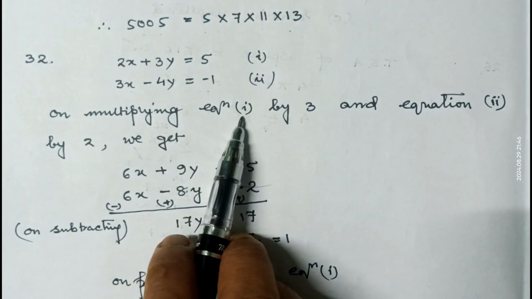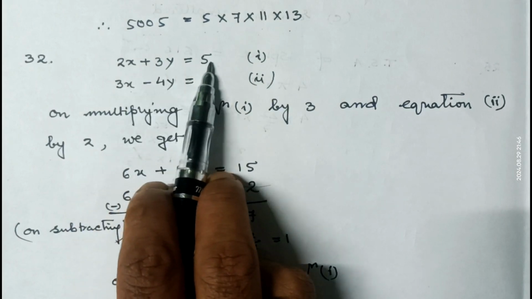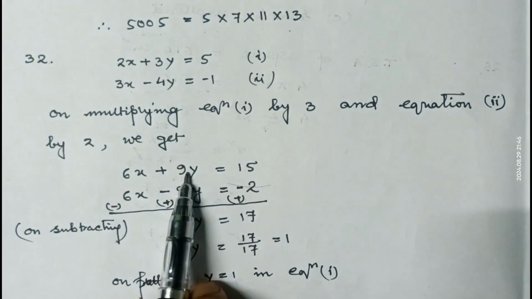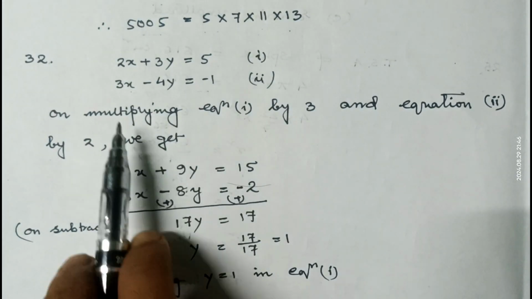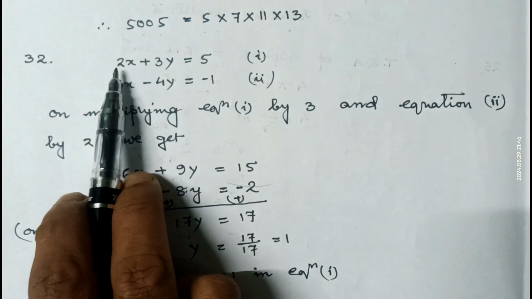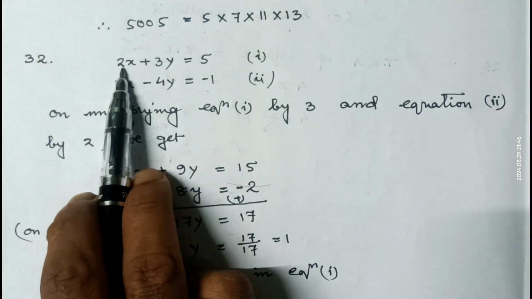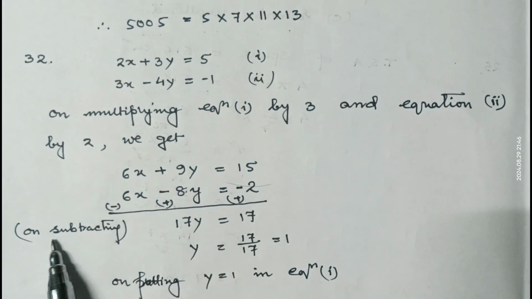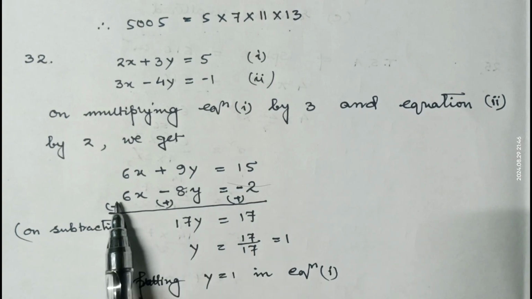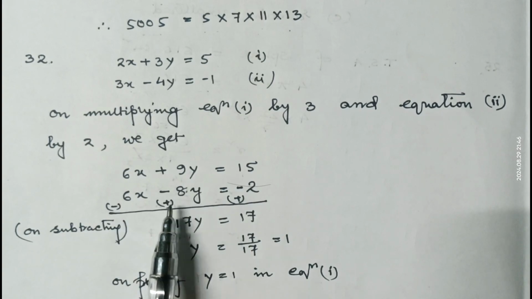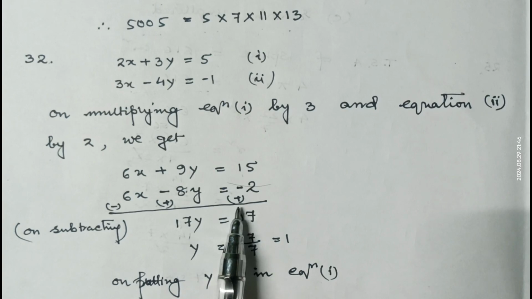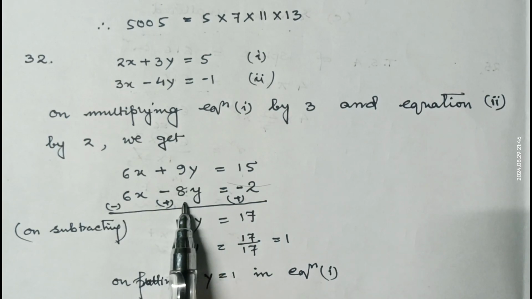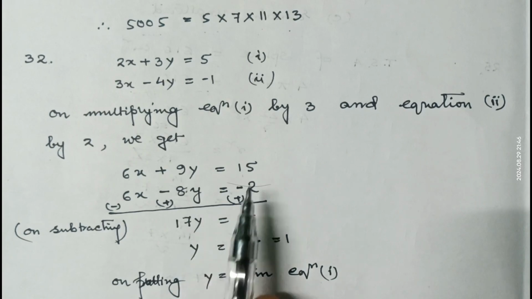So on multiplying equation 1 by 3: 3 times 2 is 6x, 3 times 3 is 9y, 3 times 5 is 15. And second equation we have to multiply by 2: 3 times 2 is 6x, 4 times 2 is 8y, 2 times 1 is 2. Now on subtracting, then we have to change the sign. This plus will become minus, this minus will become plus, and this minus will become plus. 6x minus 6x can be cancelled. Now 8 plus 9, that will give 17. So 17y equals 17.